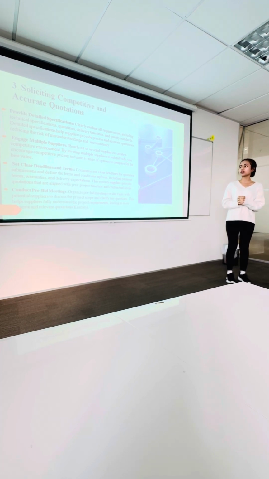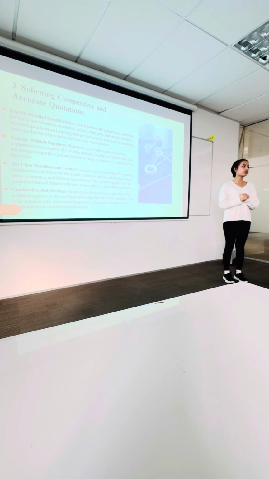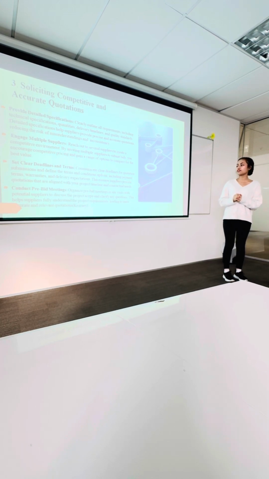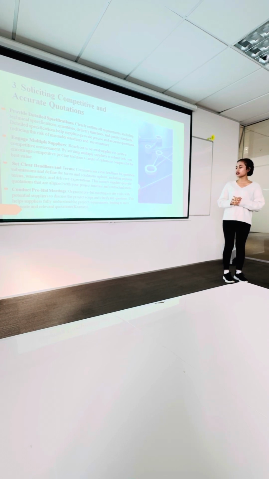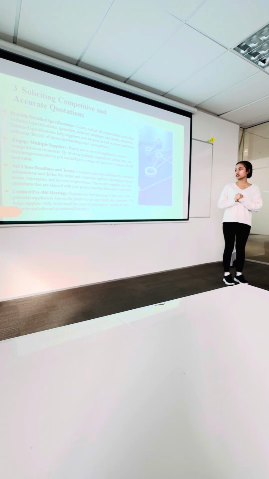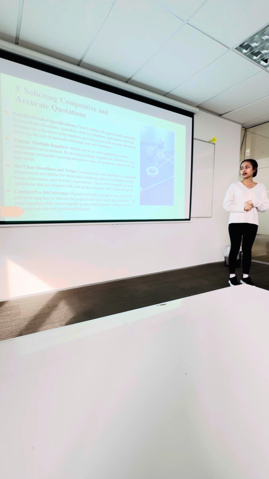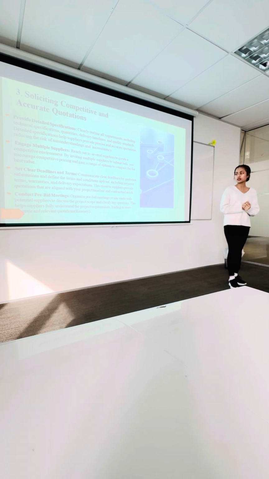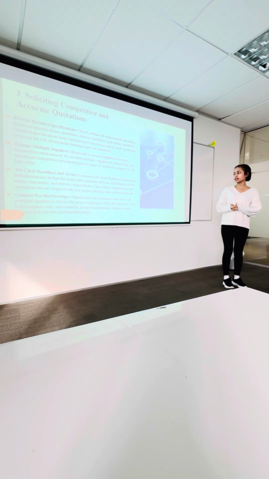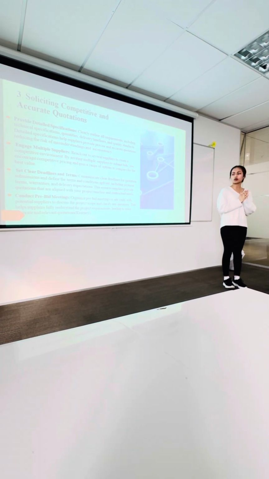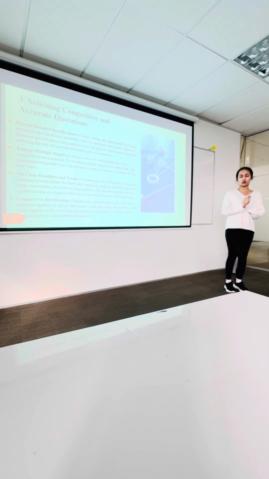The third one is setting clear deadlines and terms. Communicate clear deadlines for quotation submission and define the terms and conditions upfront, including payment terms, warranties, and delivery expectations. This ensures the suppliers provide quotations that are aligned with your project timeline and contractual needs. And the last one is conducting pre-bid meetings. Organize pre-bid meetings or site visits with the potential suppliers to discuss the project scope and clarify questions. This helps suppliers fully understand the project requirements, leading to more accurate and relevant quotations.